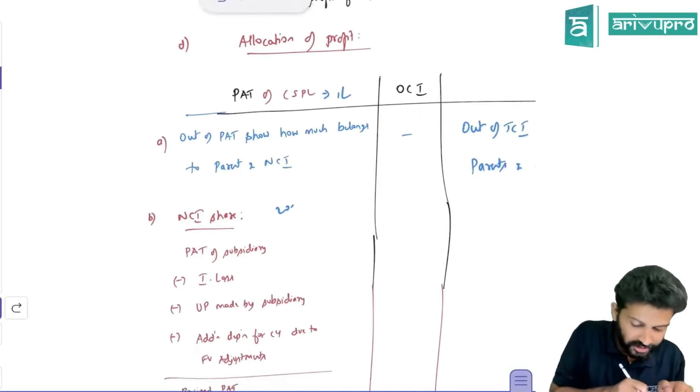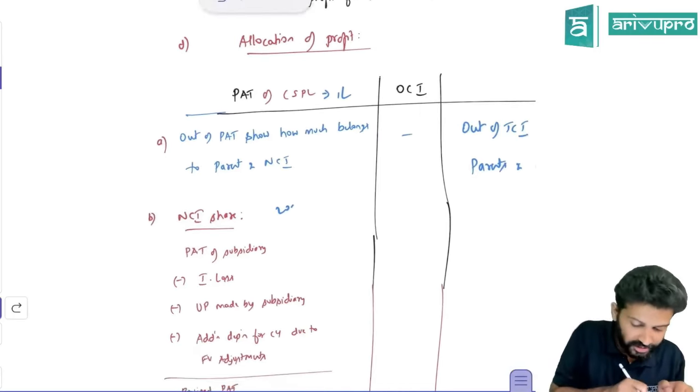So the debt investment value is 12 crore. This 12 crore is anyway part of your net assets, already recognized, so that's not a problem. But the FVT OCI reserve is 6 crore rupees. If FVT OCI has a reserve of 6 crore, 90% of this will belong to the parent and 10% to NCI. Correct? 90% of this will be 5.4 crore and this will be 0.6.